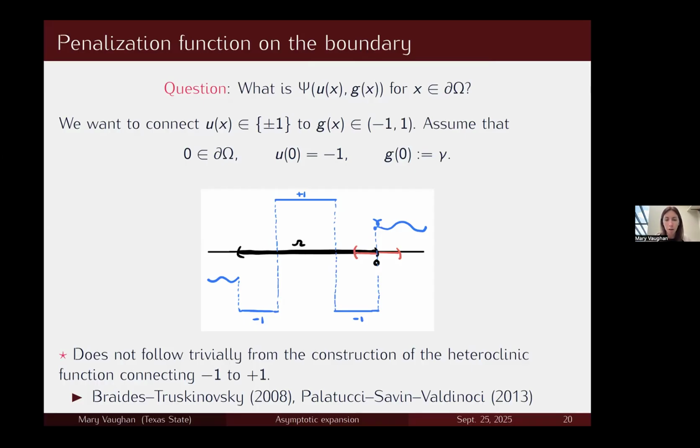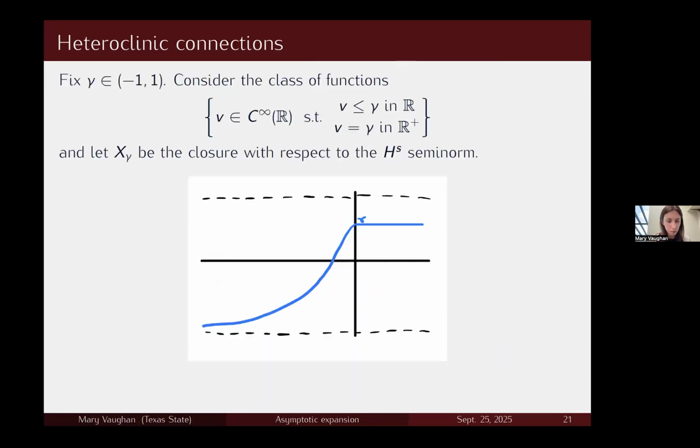It didn't work, partially because this boundary part here was not one of the wells of your potential, plus or -1. And yeah, we couldn't get that to work. I can say a little bit more about that later. So how do we handle this?